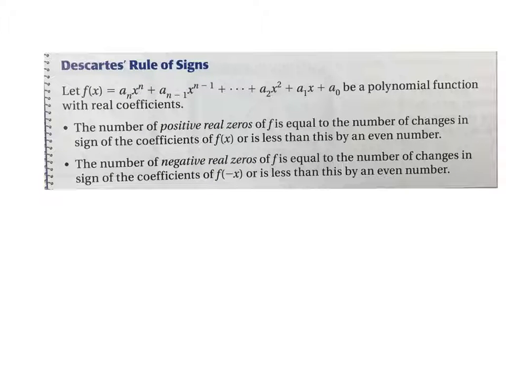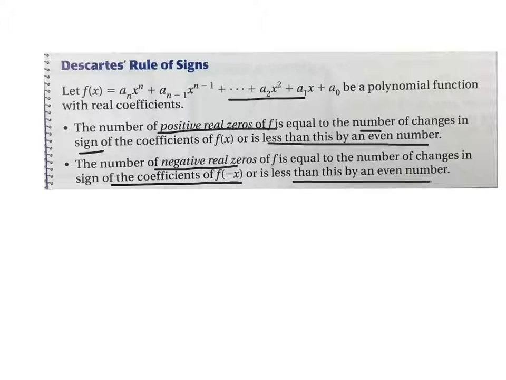Last thing here, Descartes' rule of signs. His name is Descartes. He also discovered the coordinate plane. If you have a big polynomial like this one with real coefficients, the number of positive real zeros is the number of changes in the sign, or is less than this by an even number, which is 2. The number of negative real zeros is the number of sign changes if you put in negative x, or is less than this by an even number.